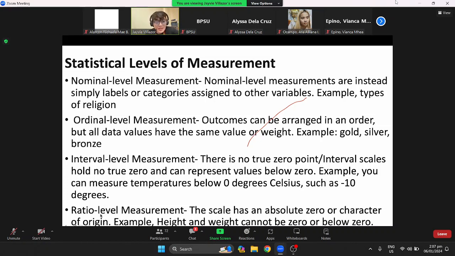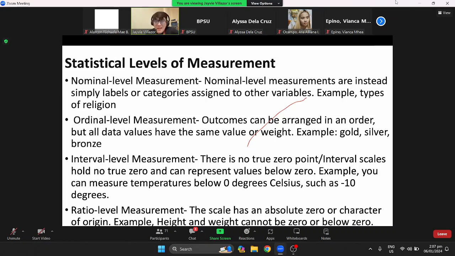And the next is ratio level of measurement. Okay? This scale has an absolute zero or character of origin. Okay? And so let's say for example is height and weight. Di ba? Pag sinabi natin height and weight, hindi pwedeng zero ang height mo or zero yung weight mo or below zero yung height mo or below zero yung weight mo. Walang ganun. Ang interval yon. So sa ratio, okay, makikita natin na ang weight mo, it could be 10, it could be 15, 20, di ba? Or pwedeng, paano ba?